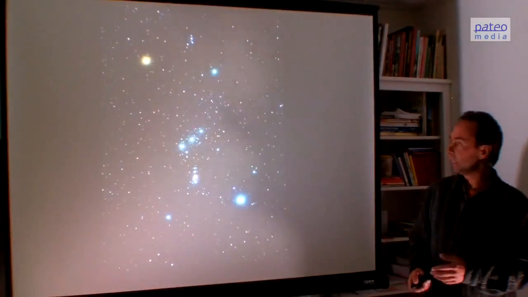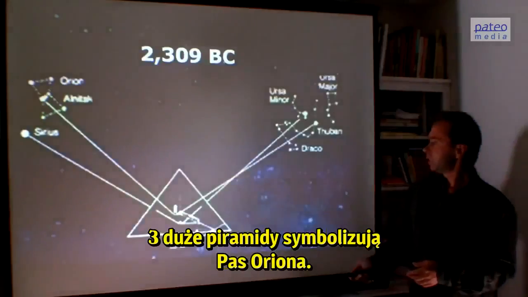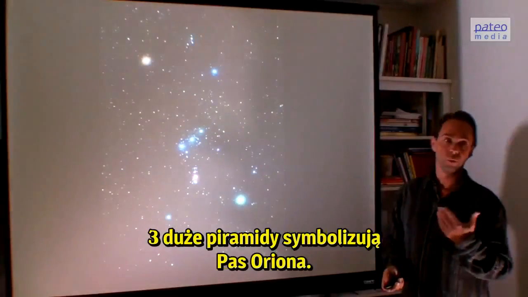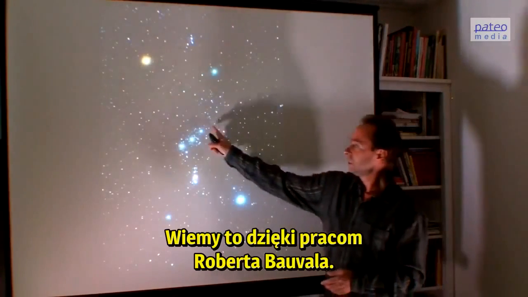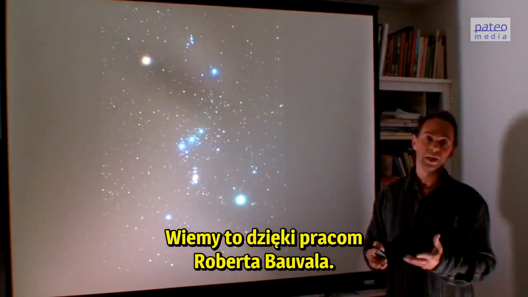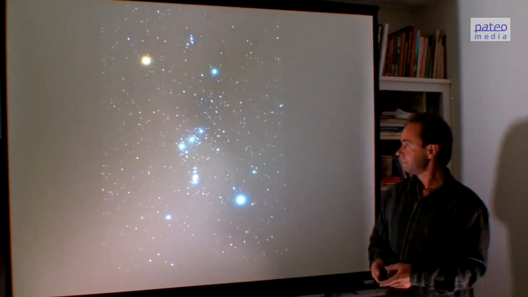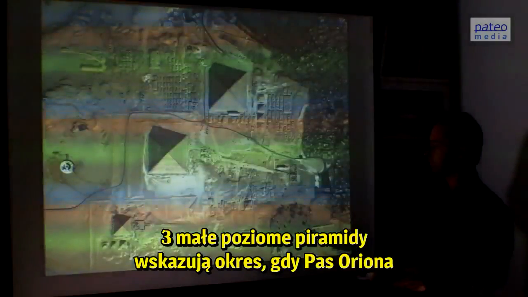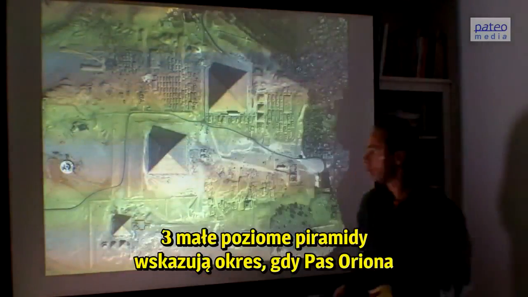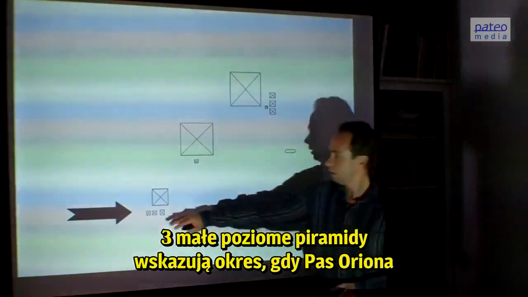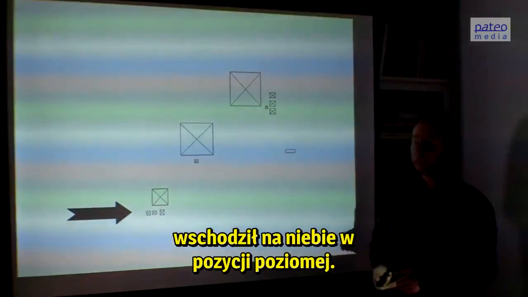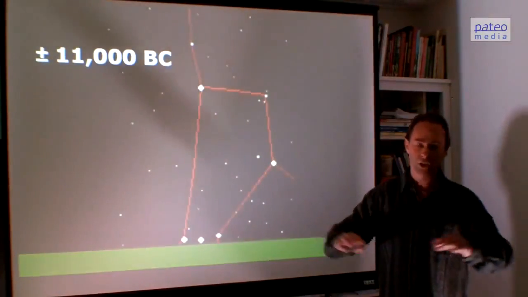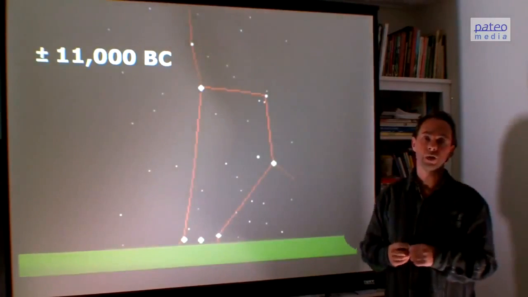We'll do that later. These three pyramids represent, everybody knows that because of the work of Robert Bauval, the stars in the belly, in the belt of Orion. And that's exactly what we see. We see here 3 stars horizontal. Yeah, they are horizontal here. What does that mean? It means that the stars of Orion in the belly, in the belt, were rising horizontally.